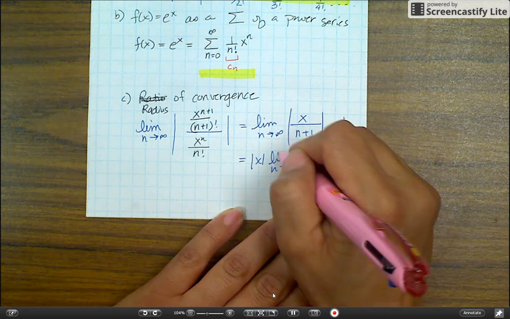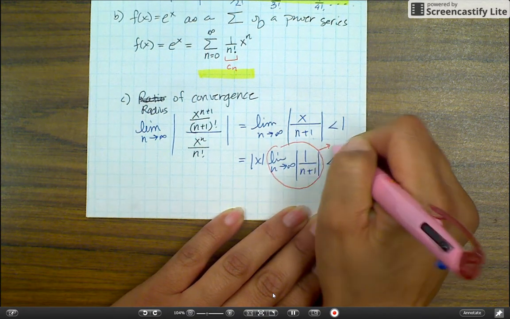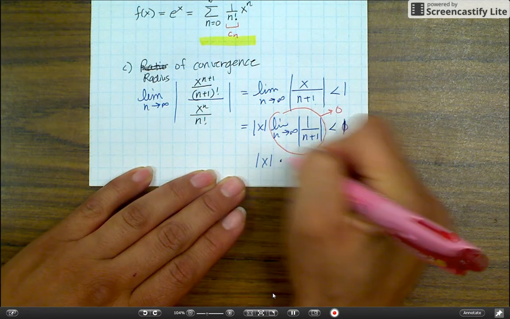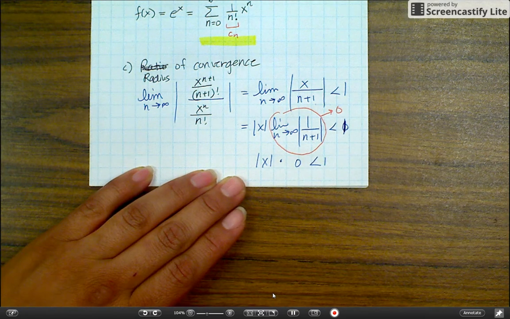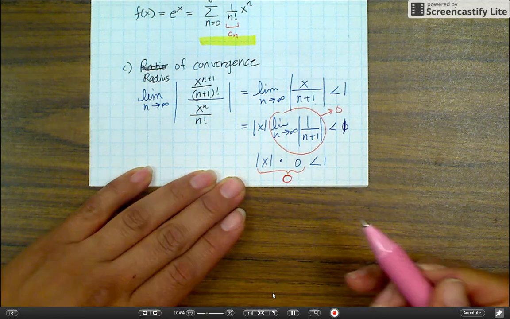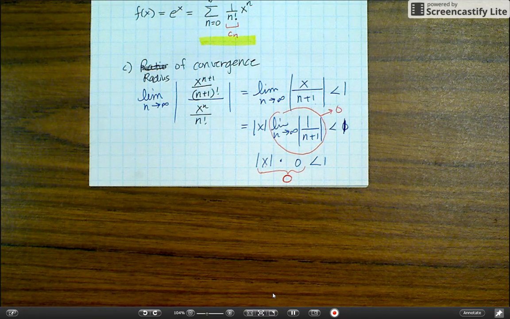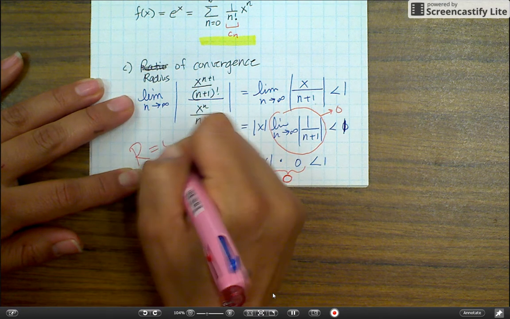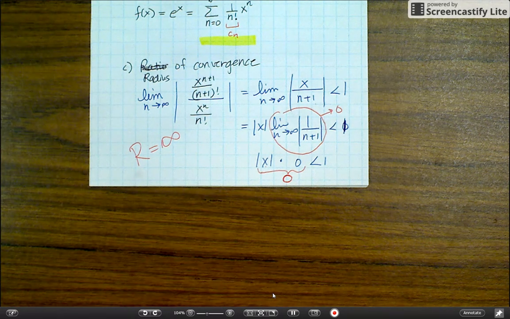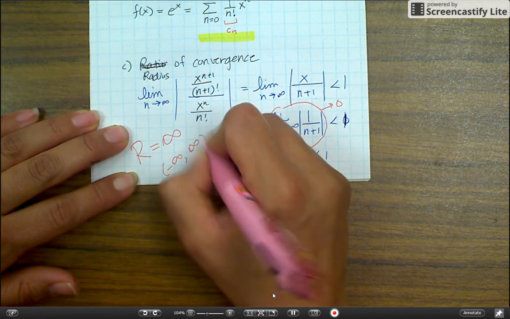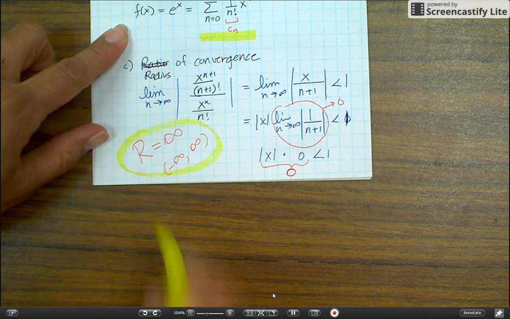And I know that this is going to go to 0. So what do I have? Absolute value of x times 0 is less than 1. Well, that means that no matter what x is, this is always going to be equal to 0. So since it doesn't matter what x is, then our radius of convergence is equal to infinity because all the x's can converge. And if I wanted to do my interval of convergence, then it will be from negative infinity to infinity. Like so.